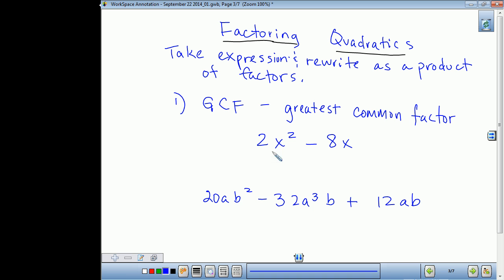Yeah. So looking at this expression here, 2x squared minus 8x. I'm going to give you just a moment to catch up with me because I can tell most of you are just writing right now. And we'll finish this in a second. Go ahead and copy that down and then we'll talk.